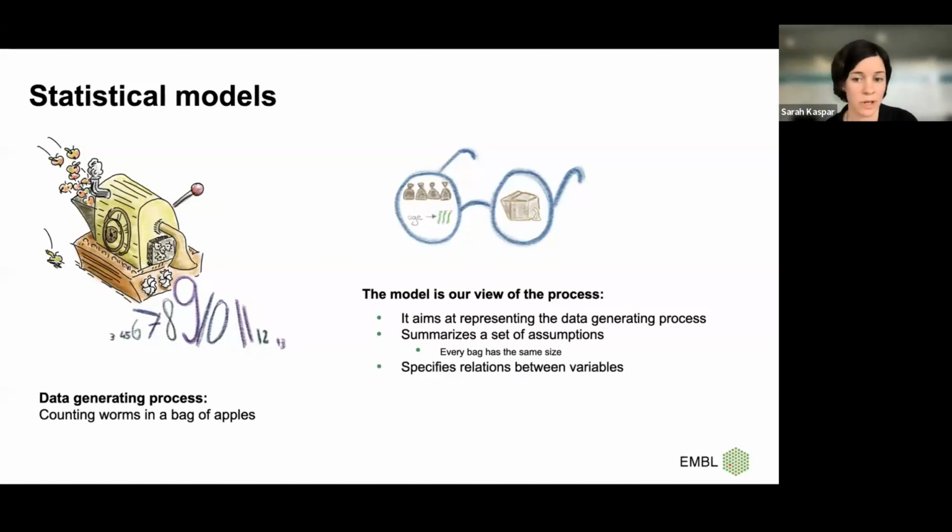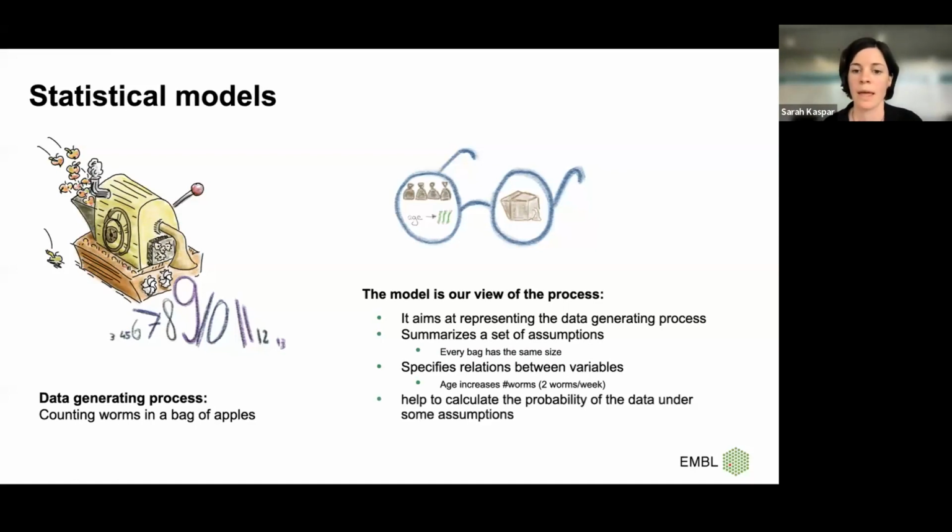It also specifies relations between variables. For example, we could say that the age of the apples increases the number of worms that we would expect in them. And the important part is that the model can help us to calculate the probability of the data under the assumptions that we make. So why is that useful?